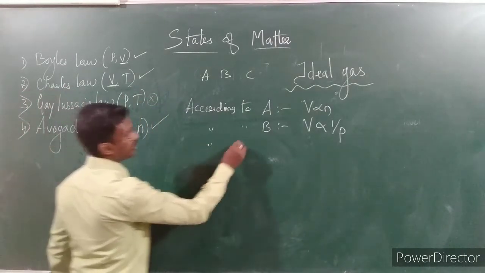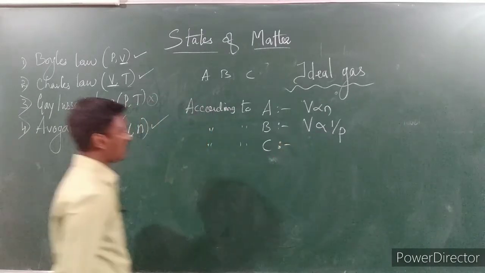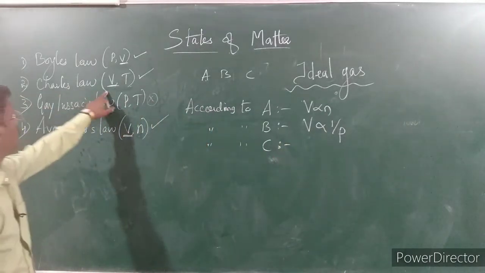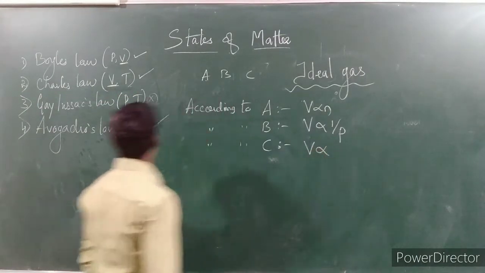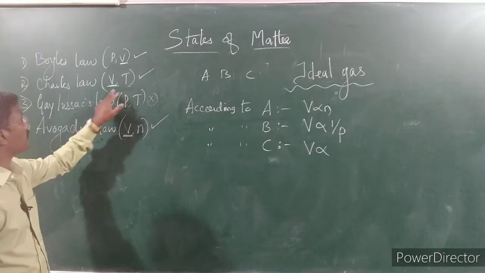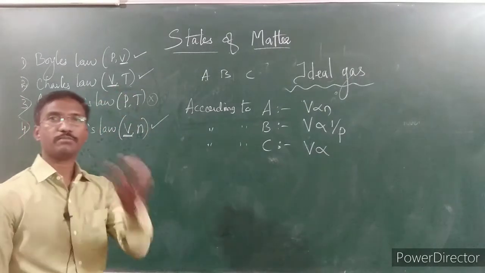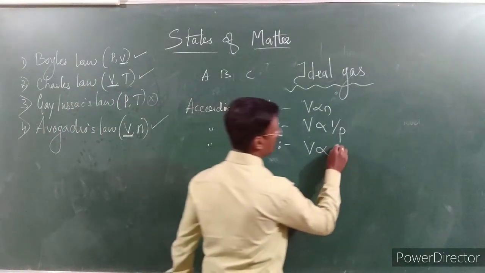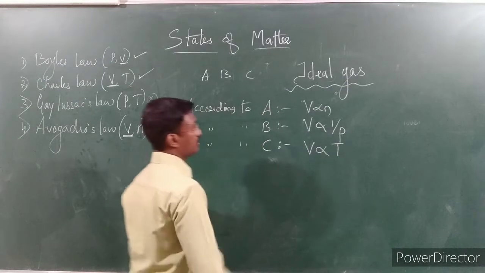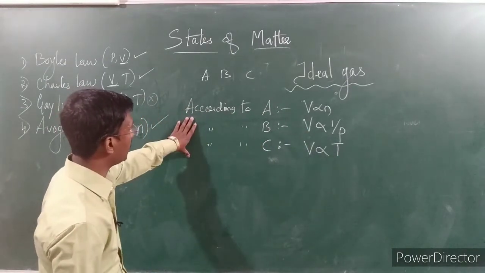So the third one, according to C. C is nothing but Charles law. According to Charles law, V and T. So again, V varies directly or inversely? V is directly proportional to the temperature. As the temperature increases, volume also increases. Therefore, V is directly proportional to the temperature. So these three are the conditions, because we have written them individually.